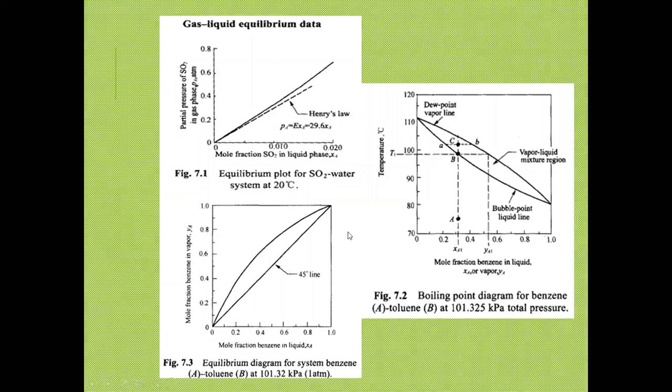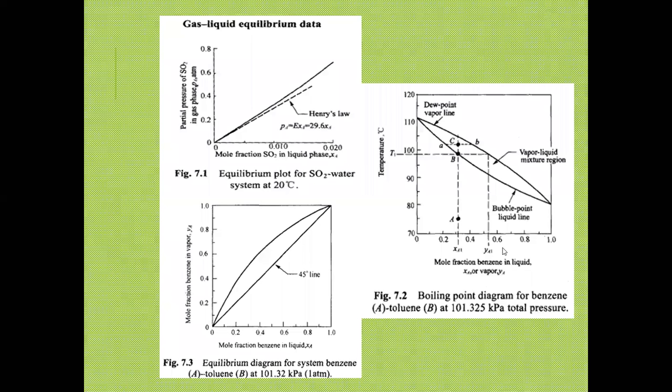Another diagram that could be used is this boiling point diagram for benzene-toluene. I've mentioned benzene-toluene is an ideal system, so this particular diagram already takes into consideration Raoult's law. Now, what do you have in this diagram? You have this lower curve and this upper curve.